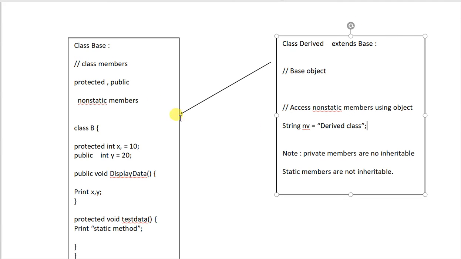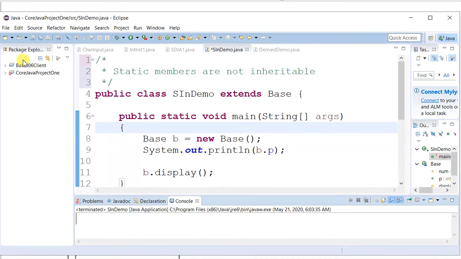Here what we understood is that the derived class must be the main class, because we are trying to create the object of the base class to access the base class members. So, let us go inside Eclipse.